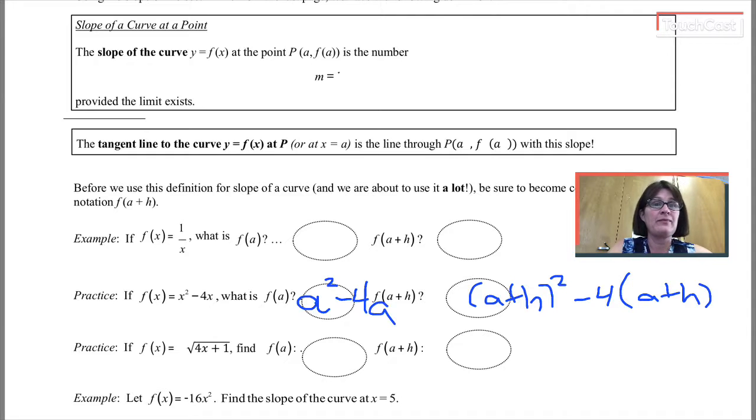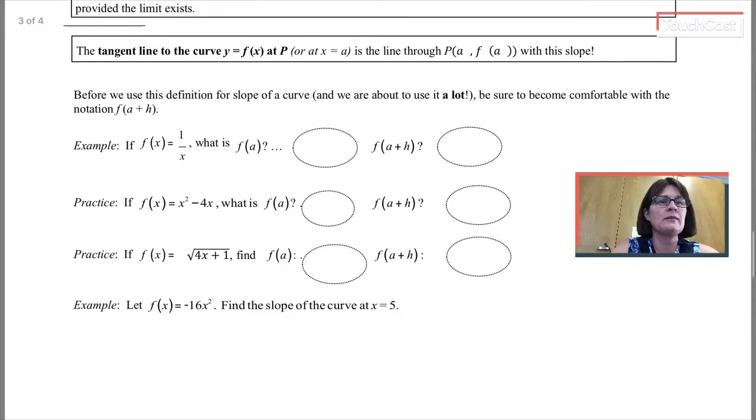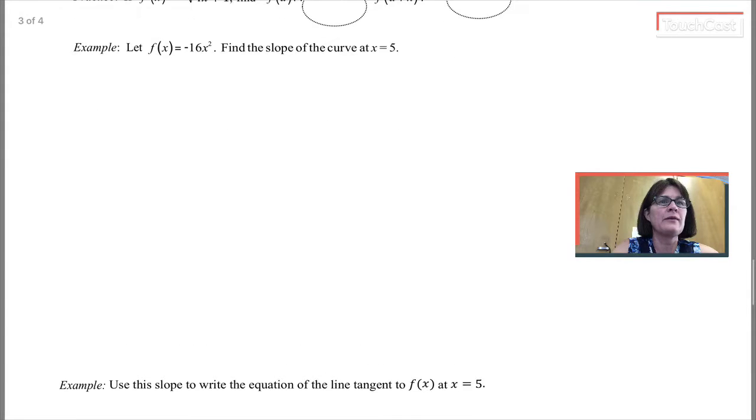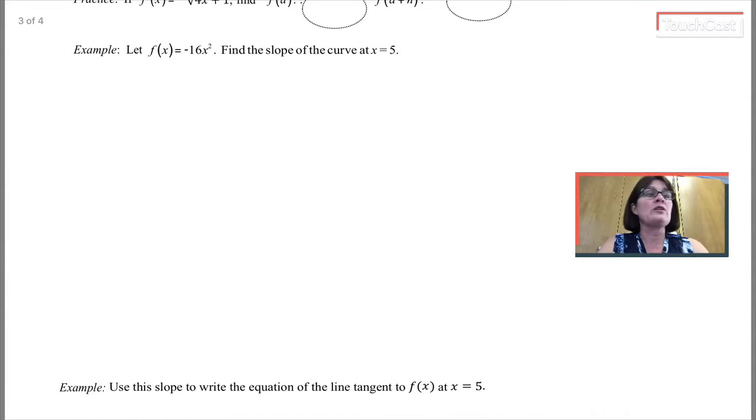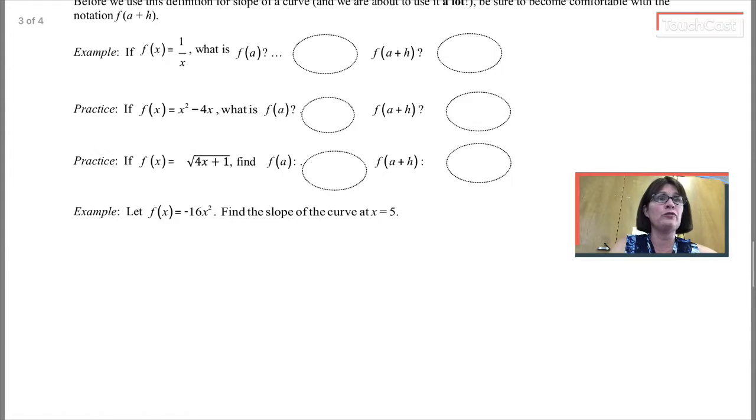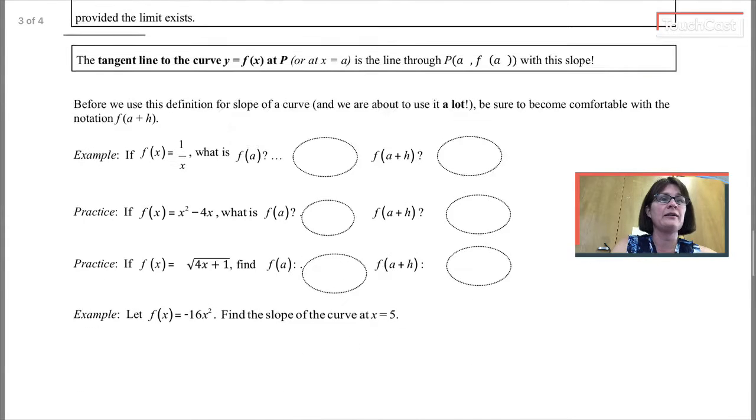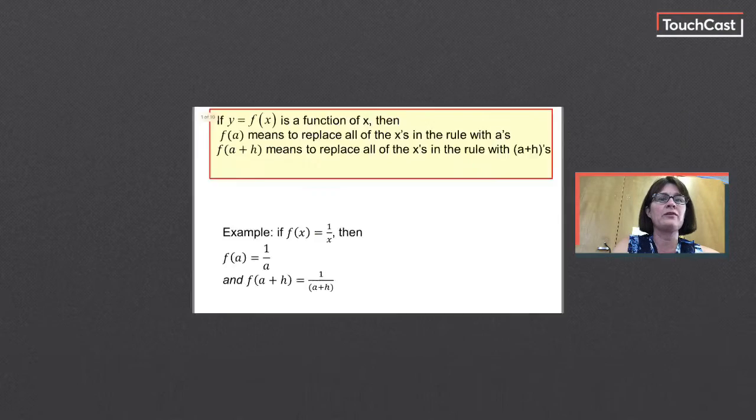Okay, so you're going to try that last one on your own, and now let's talk about this example. If I have f of x is negative 16x squared, how can I find the slope of f at the place where x equals 5? Let me get this out of the way, and we'll try this one together. All right, so I'm going to use that new formula that you just wrote in here, and that I could get up from that other slide.